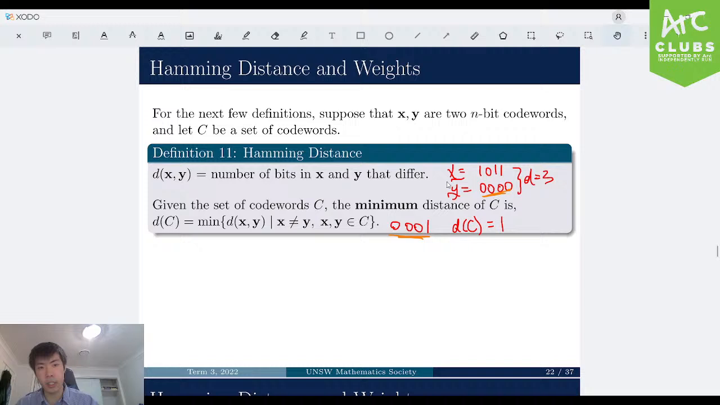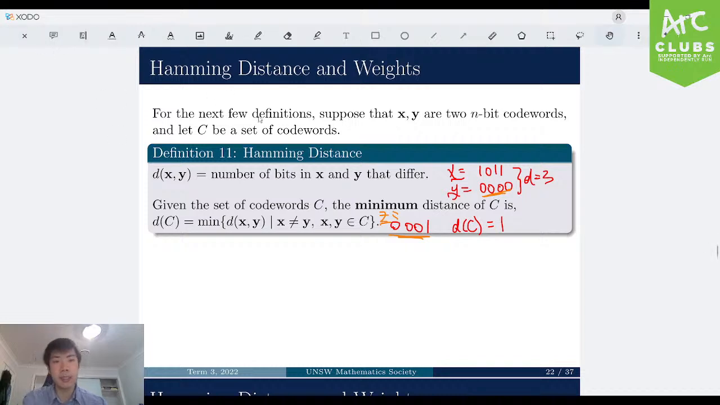I'll call this Z. Between x, y, and z, which pair has the smallest distance between them, and what is that distance? That's all this means.